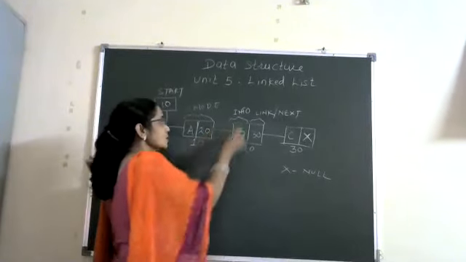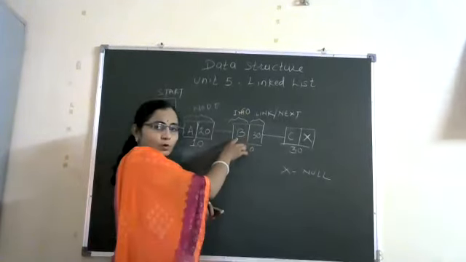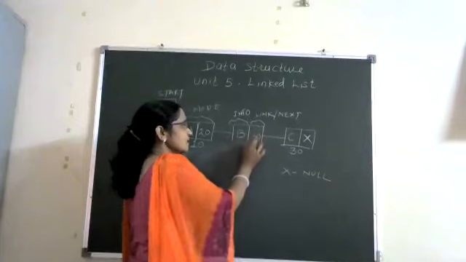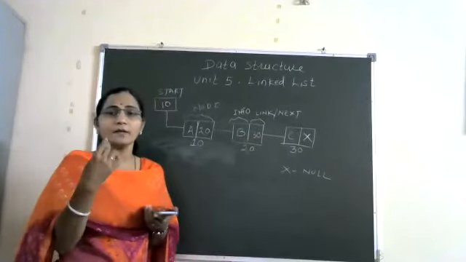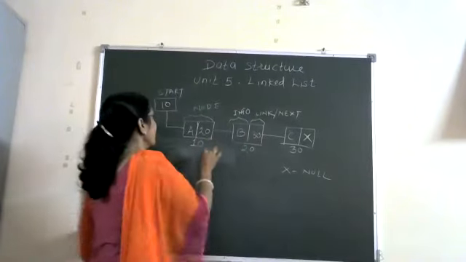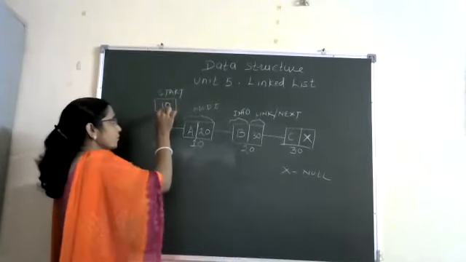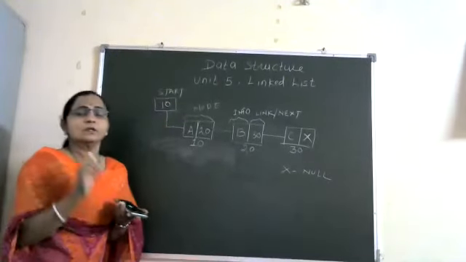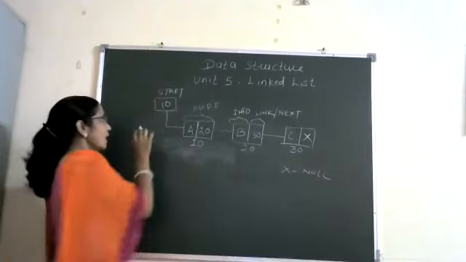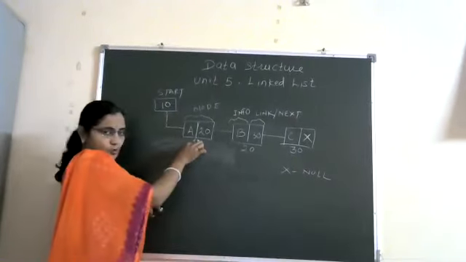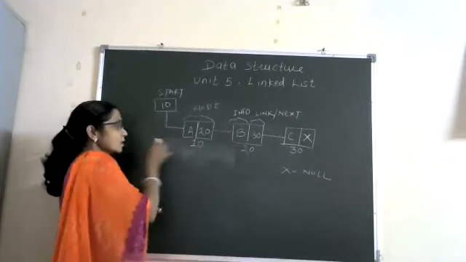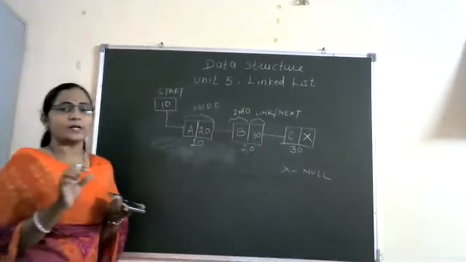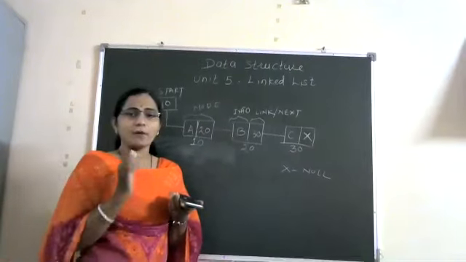And what it includes: the info part includes the actual information, and the link part consists of the address of the next node. For this linked list, you require one pointer. That pointer is called the start pointer. The start pointer always consists of the address of the first node, because from the first node you begin for the next and next nodes. So that's why the start pointer consists of the address of the first node.